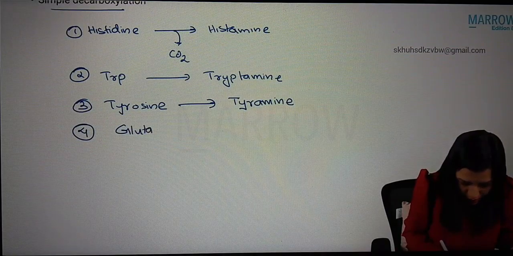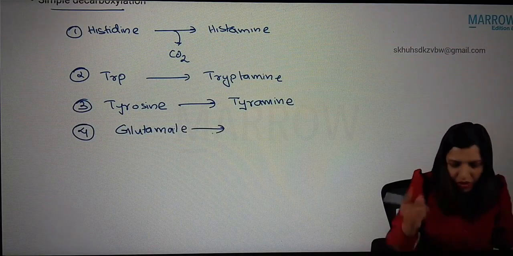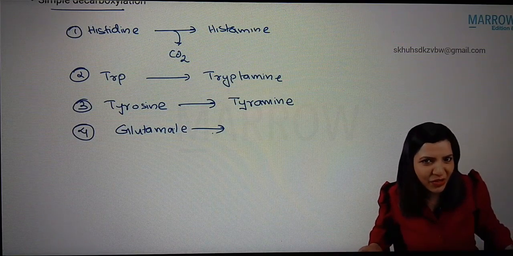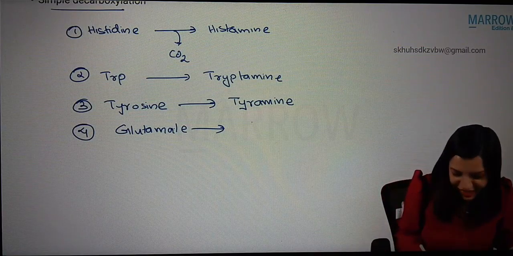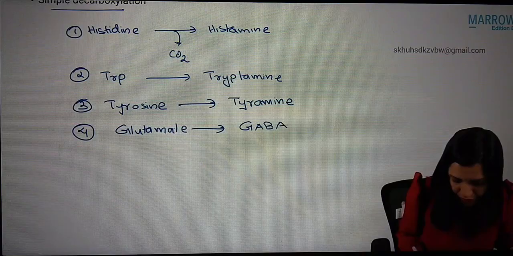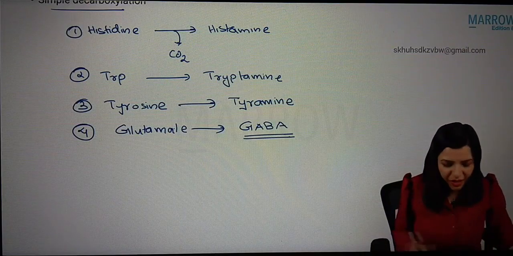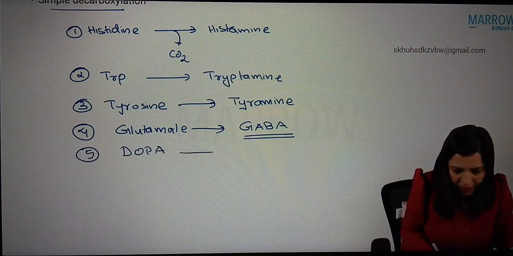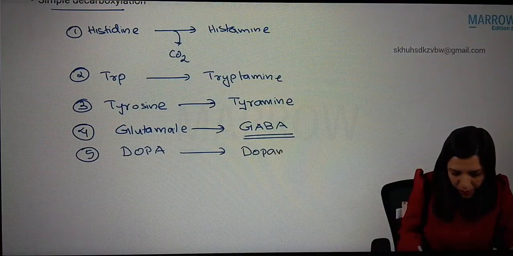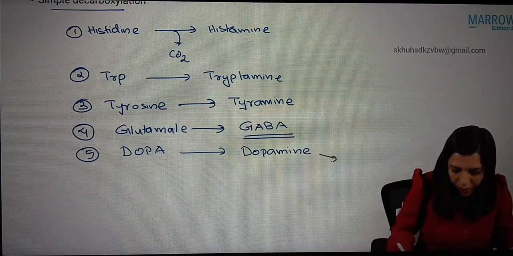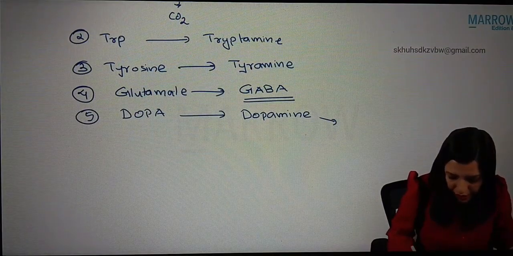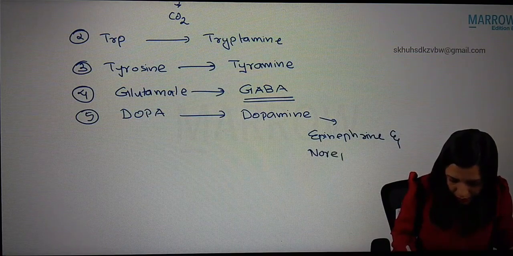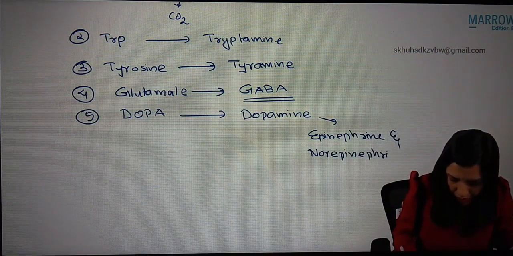So if it is glutamate, tell me what it is. Histidine to histamine, tryptophan to tryptamine, tyrosine to tyramine, what will be glutamate? Is it glutamine? No, it is not glutamine. It is gamma aminobutyric acid. That is GABA. So don't forget it. Then the next example is dihydroxyphenylalanine becoming dopamine. From dopamine, we should get epinephrine and norepinephrine.